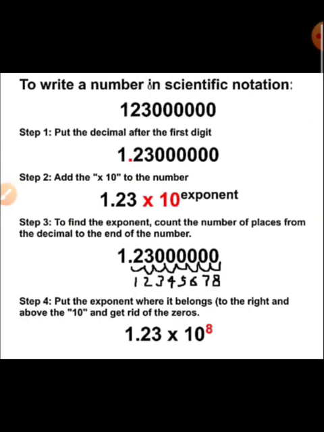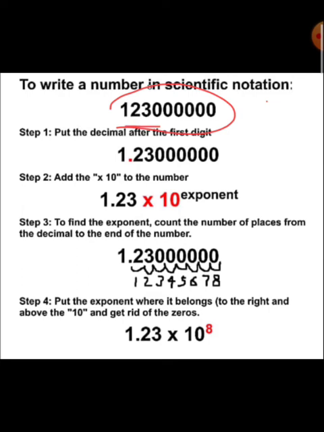So here are the two rules: how we can write any number in scientific notation, and how we can write any scientific notation in standard form. First rule: to write a number in scientific notation. Look here, here is the number given. It's a very big number. How many 0s? 1 2 3 4 5 6 7, 6 0s and 3 digits, means total is a 9.